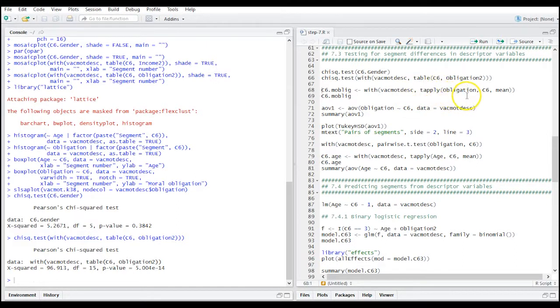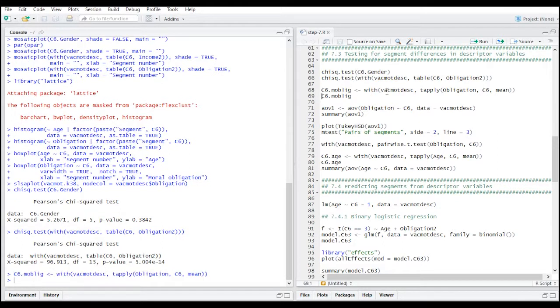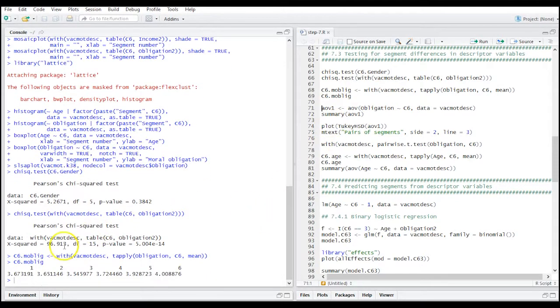Tapply takes as first argument a vector, which is split by the second argument, and then this function is applied to each of the split vectors. So we're splitting moral obligation into 6 subvectors. On each subvector we apply the function mean, so that this returns a vector which contains the mean obligation values by segment. Let's have a look at the results. So it's a named vector of length 6, and we can, for example, see here segment 6 has the highest moral obligation values compared to the others.